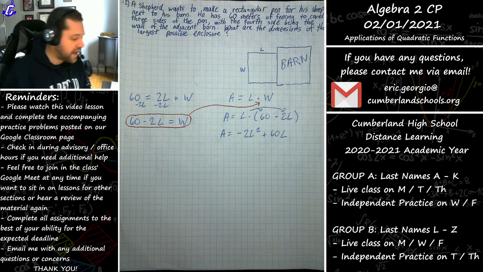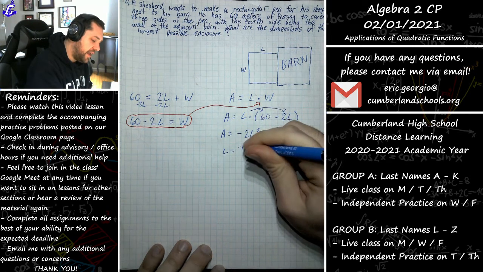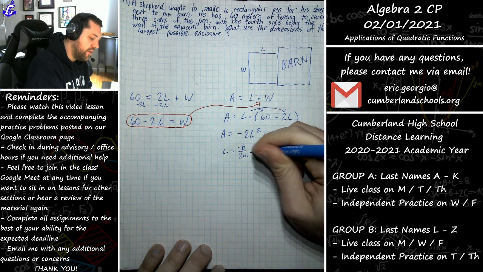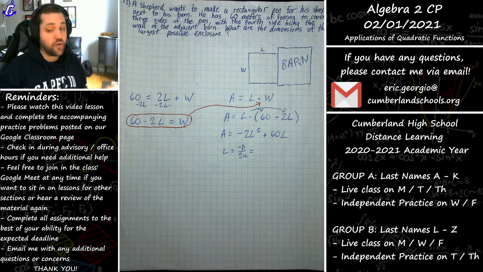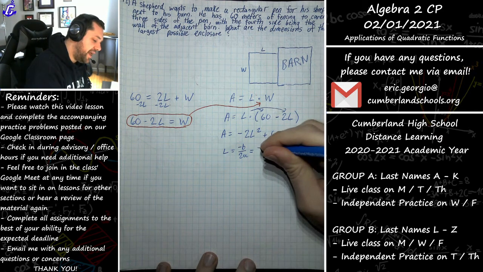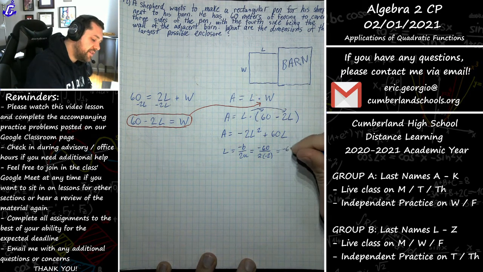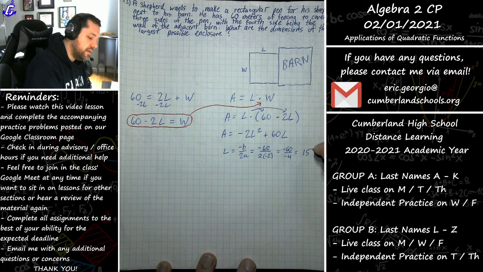Now that we have that, we can find the maximum length by saying let's do negative b over 2a, because that will find the vertex of whatever that is. And we know the vertex represents the maximum. That's going to be negative 60 over 2 times negative 2, which is negative 60 divided by negative 4, which comes out to be 15.